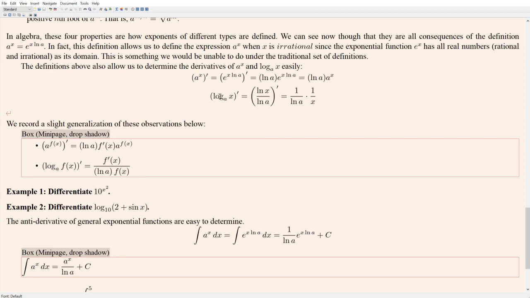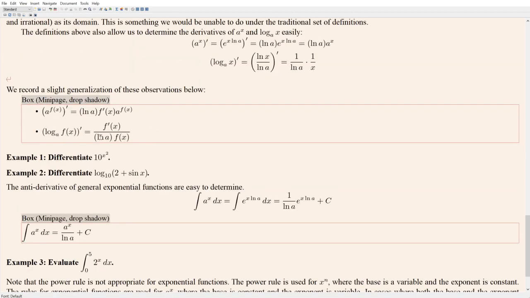Similarly, for a general logarithm, the log base a of x, well, by definition, this is the same as the natural log of x divided by the natural log of a. Well, 1 over the natural log of a is just a number. It's just a constant, so the derivative ignores it. So really all we're doing is we're just differentiating natural log x, which is 1 over x. And then this 1 over log a is a constant, so it just hangs out.